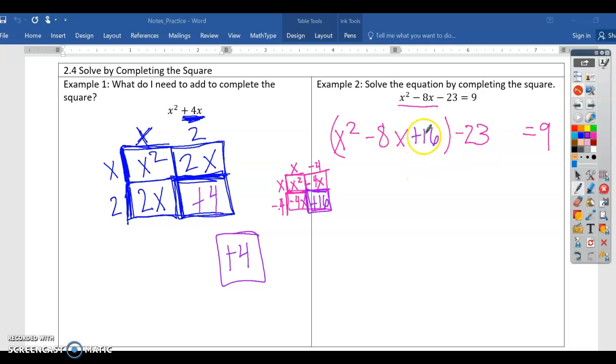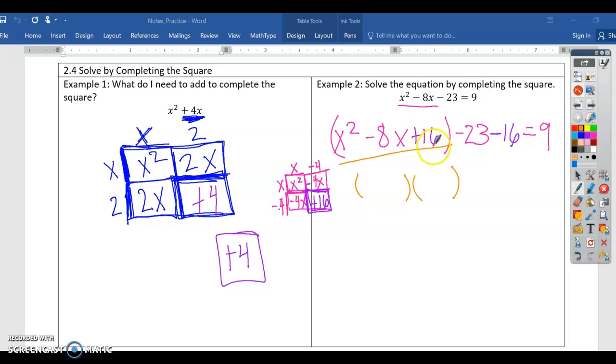Remember, if I add 16, then on the outside I have to subtract 16, because I can't just add something without some kind of offset. So add 16, minus 16 on the outside. Now my next step is to factor this. So x squared minus 8x plus 16, that's why I wanted you to use guess and check, because it'll make this problem a lot easier. If you have to do factoring by grouping, that's going to be a little more work. But since this is just x squared, it should be an easy factor.